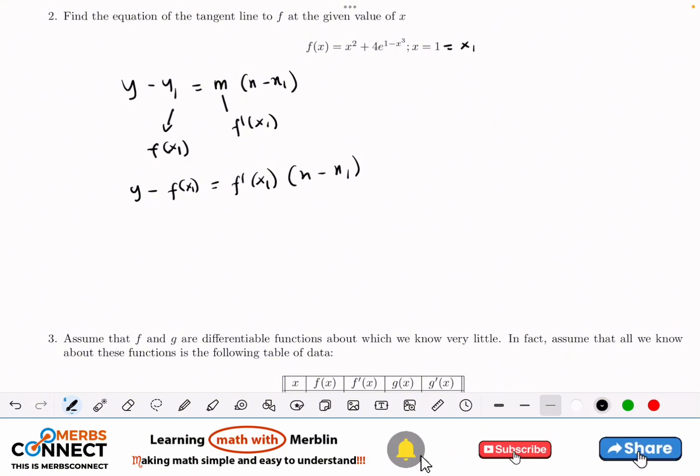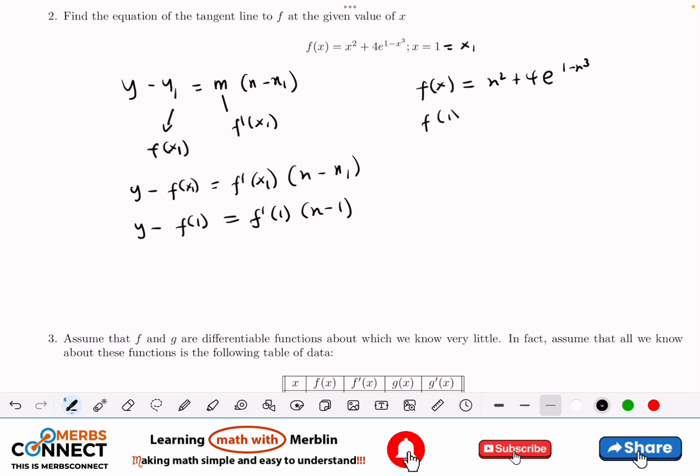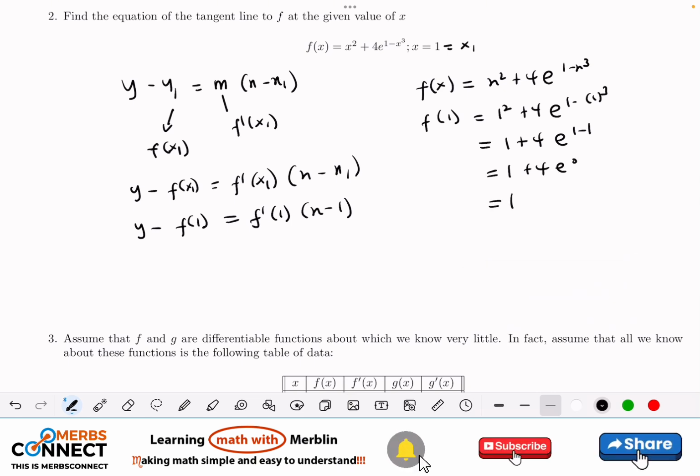Since I know x1, I can write this as y minus f of 1 equal to f prime of 1, then x minus 1, because this is x1, x1, x1. So now I need to look for f of 1 and then f prime of 1. I have f of x to be x squared plus 4 e to the power 1 minus x to the power 3. So what is f of 1? 1 squared plus 4 e to the power 1 minus 1, which is 1 plus 4 e to the power 0. E to the power 0 is 1, so I have 1 plus 4 times 1, which is 1 plus 4, equal to 5. So now I have f of 1 to be 5.